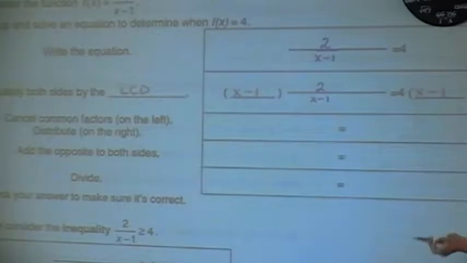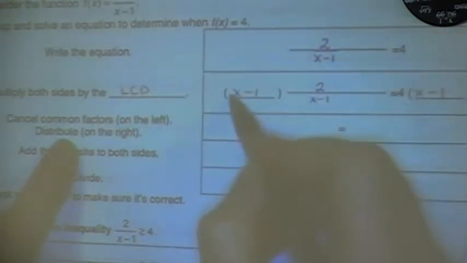And the reason we're doing that is to clear the fraction, which is the next step, which says cancel common factors on the left. That would be those two. And distribute on the right. So on the left I would be left with a 2. And on the right I would have 4x minus 4. So far so good?